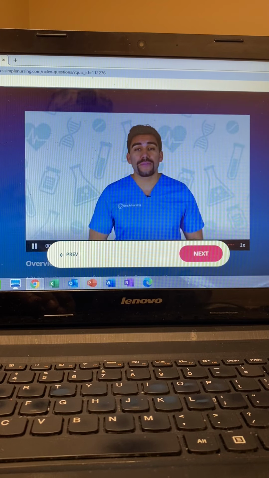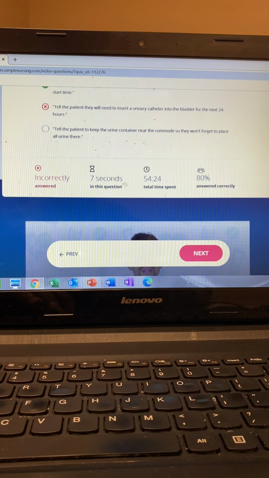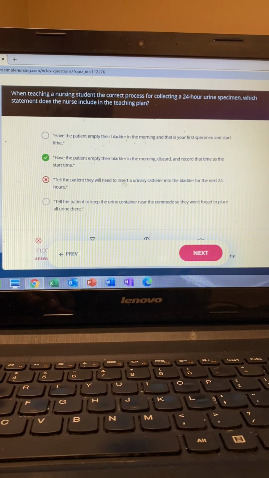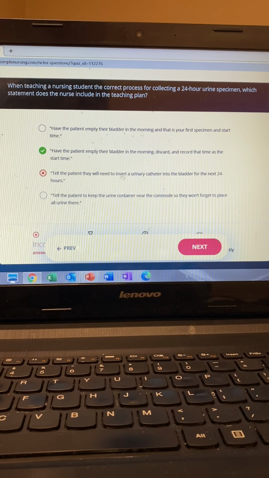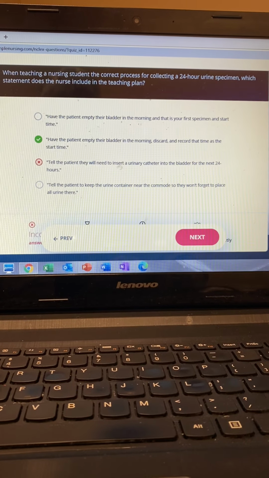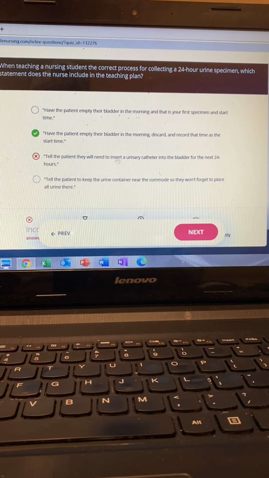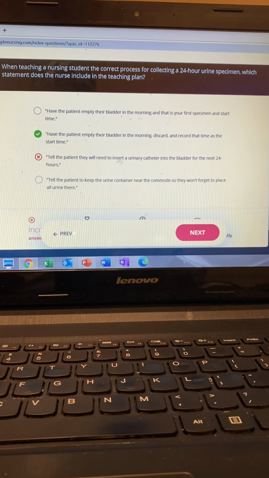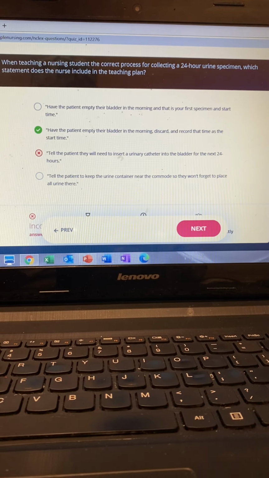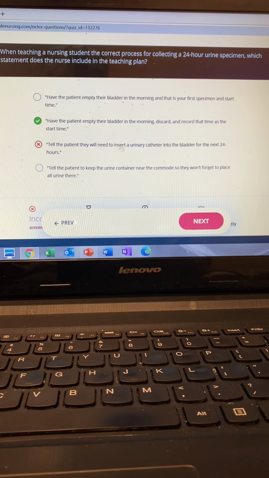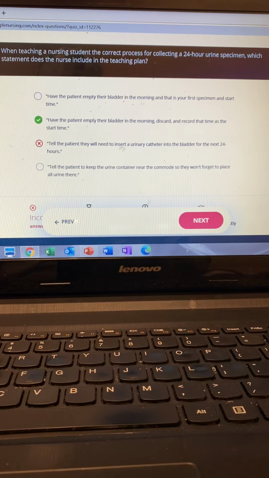Now option number 3 and 4 are incorrect. There's no need to use a catheter. The patient can void independently. And option 4 is incorrect. Keep the container at the bedside. You may accidentally use a commode on site, which may interrupt the collection. Okay, that wraps it up. For more details and test tips, please see the rationale below.